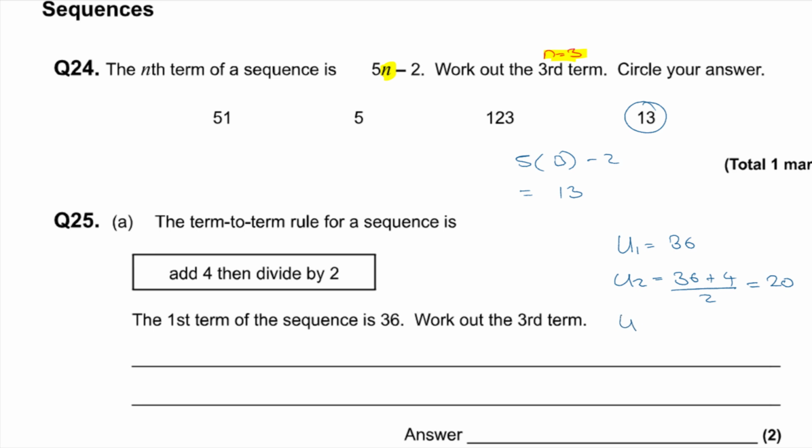And then u3, the third term, is going to be my u2 term, 20. We're going to add 4 to it, and then we're going to divide by 2. So what's 20 plus 4? That's 24, and 24 divided by 2, that's 12. So my third term is going to be 12. This is quite a handy notation, u1, u2, u3, first term, second term, third term. It makes the calculation easier to read and people can see what it is you're talking about. So if you want to adopt that in your work, I think it would be helpful.